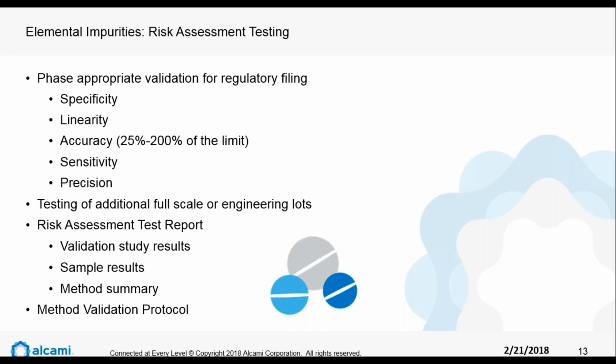One great thing about this particular approach is that if the risk assessment testing did show something was above that control threshold, that 30% of the limit, you could then go directly from risk assessment testing into a full method validation. So we can generate a protocol based on the method that we used for your risk assessment testing and validate. And we could do it for all of the elements, or we could do it for just a few selected ones that may have been above that control threshold.